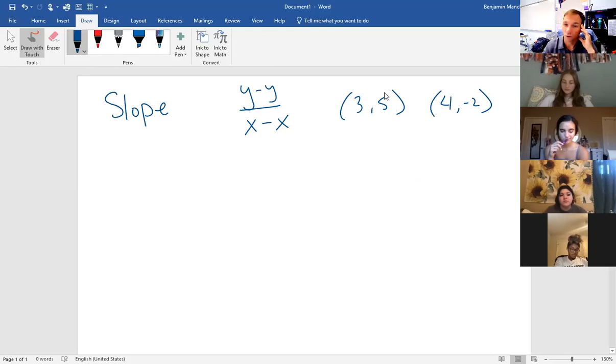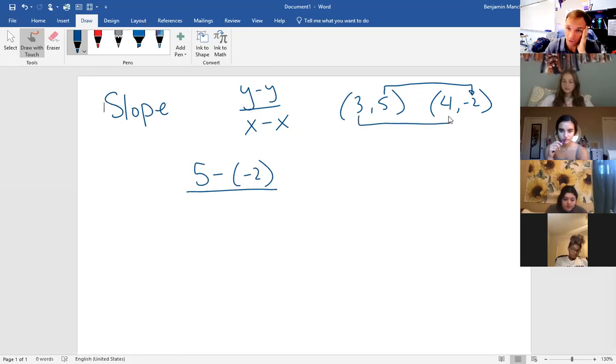Okay, so we always do y minus y on top. It doesn't matter which one you subtract from which one. Some Algebra 1 teachers are very particular about which way you go, but as long as you are consistent doing both ways. So if you do the first y minus the second y, you have to do the first x minus the second x. So 5 minus -2 and 3 minus 4 turns out to be 7 over -1. So this has a -7 slope.